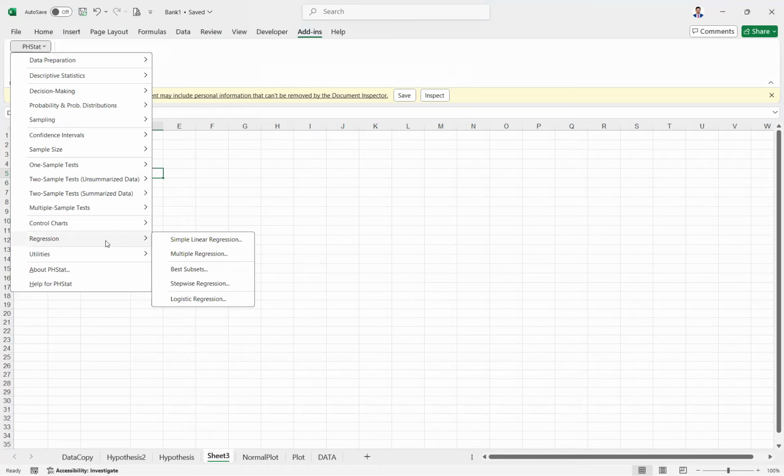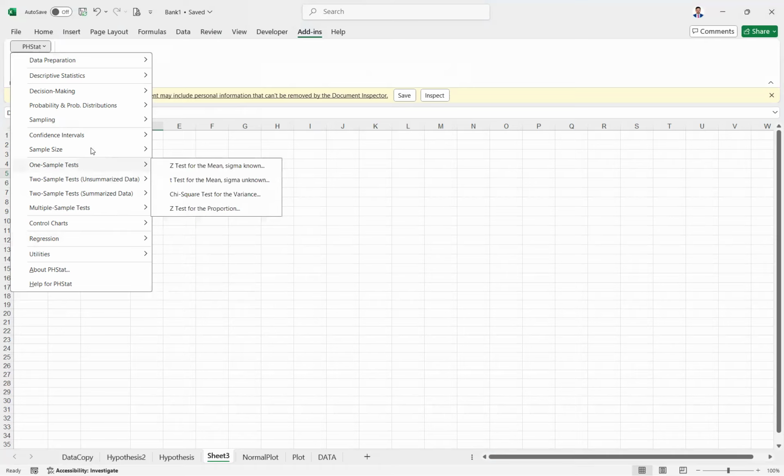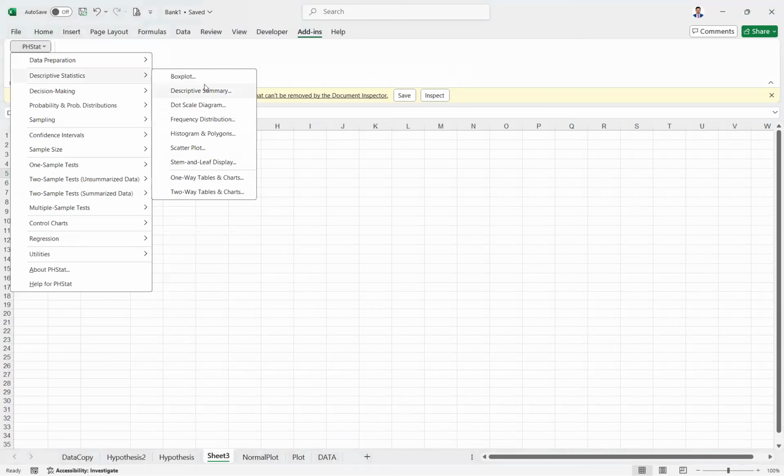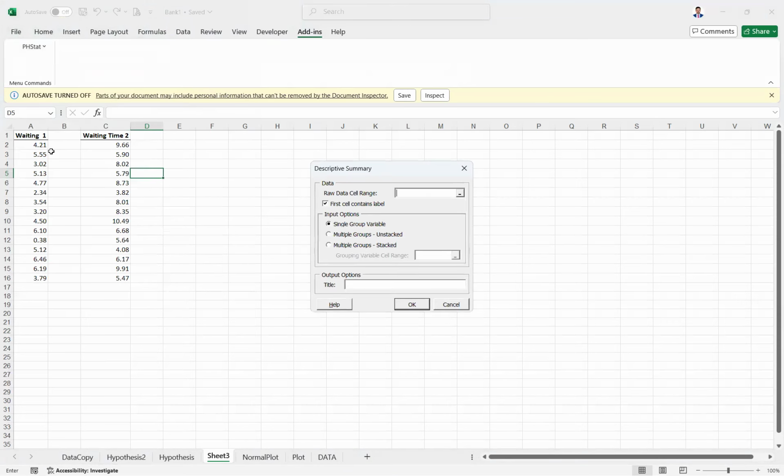Chi-square is not in the syllabus, but ma'am has explained it, but it is not in the syllabus.